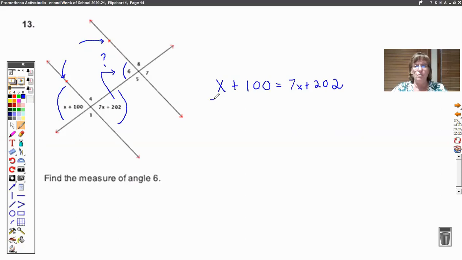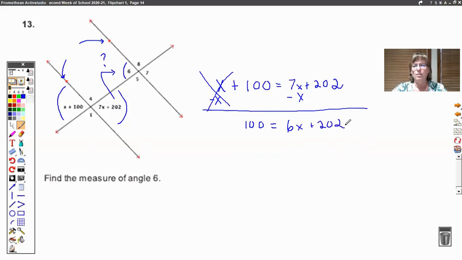And what I want to do is move the smaller one since they're both positive. And that way my variable stays positive. I just make fewer mistakes when I do that. Those are opposites. Their sum is 0. So we end up with 100 is equal to 6x plus 202.